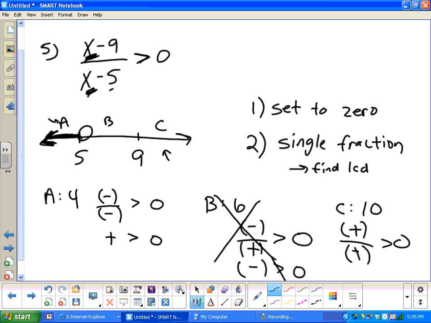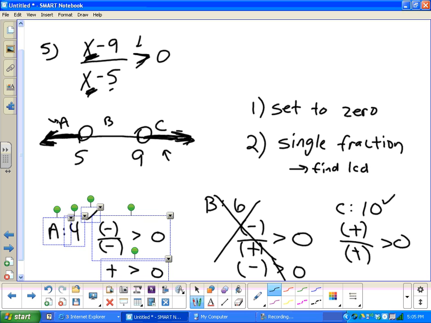And so positive over positive is positive, and a positive is greater than 0. So that interval C worked, and then interval A worked. Okay, and there again, since it's just greater than right there, it's not greater than or equal to, that's going to be open at 9. Now, for my final answer here, it asks for this in interval notation.